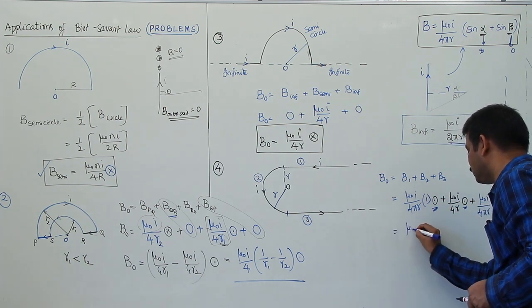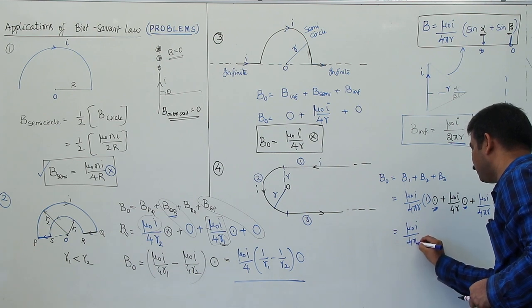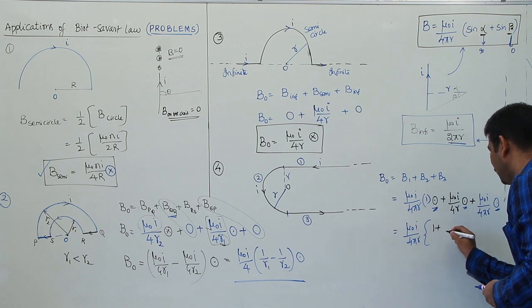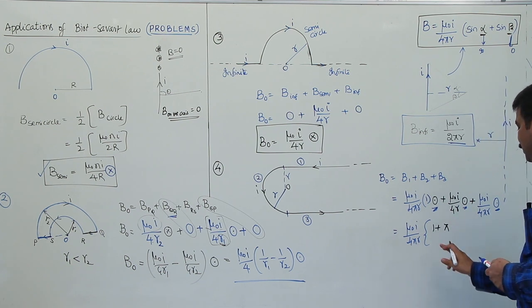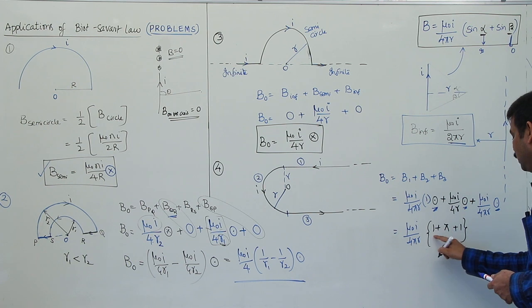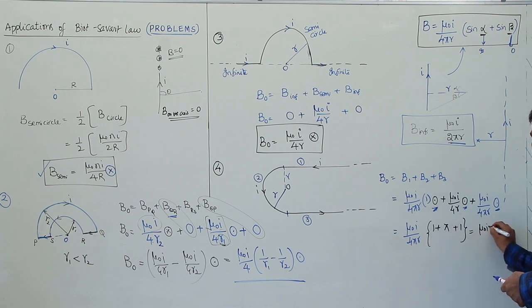So mu naught I by 4 pi r is constant. So this will become 1, plus this will become pi, because if you multiply these two, the pi gets cancelled, you get this one, plus 1. So this is the expression. So 1 plus 1 will become 2. So mu naught I by 4 pi r into (2 plus pi). And the resultant magnetic field due to these three parts will be outside only. So this is the magnetic field at the center of this given diagram.